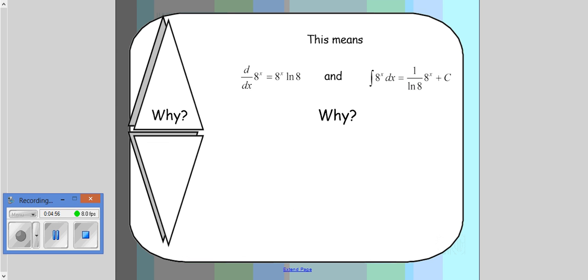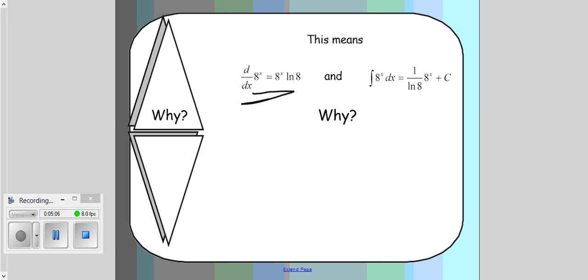Okay, now let's look at the next thing. We want to figure out why it is. We know that if we take the derivative of 8 to the x, we get 8 to the x natural log 8. And we know about this integral over here. Those were given to us on the page before, and we've worked with them before. But why does that happen?